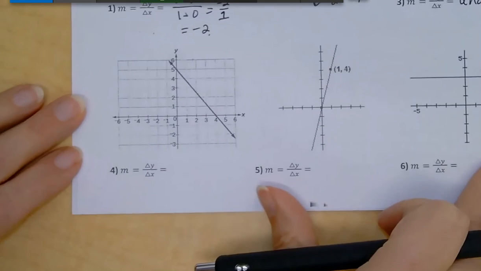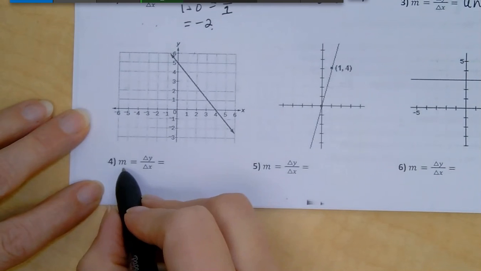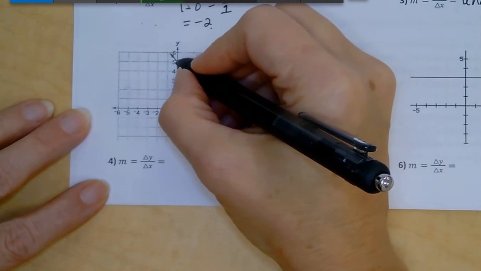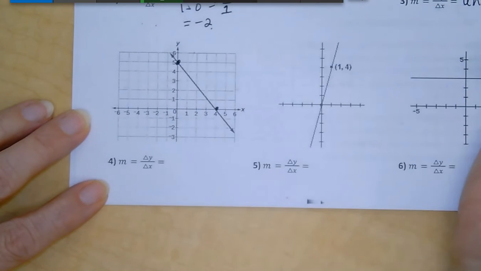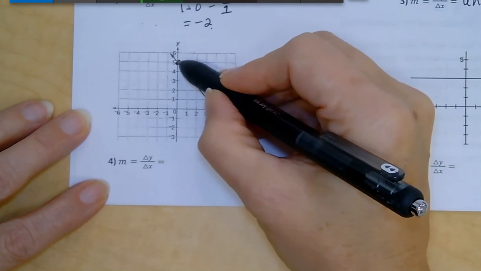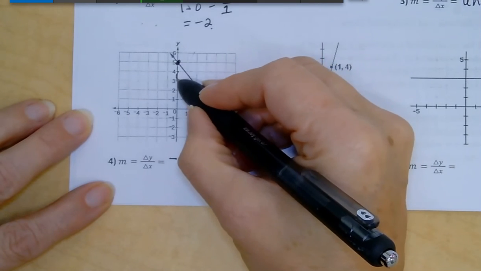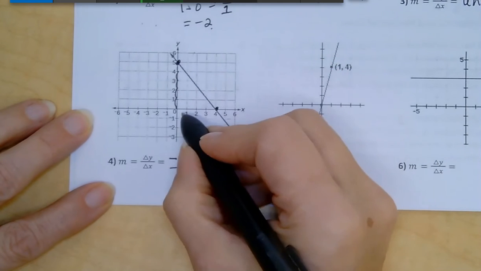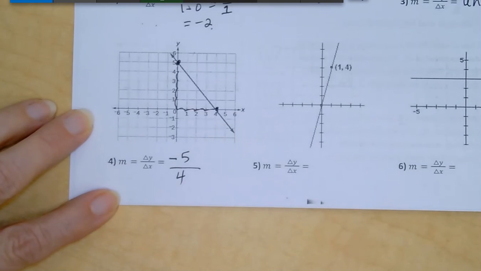Okay, looking down at number 4 here, I just want to find the slope. M is the change in y over the change in x. So I'm going to look here, and I'm just picking these 2 points. There may be other points I could use. So first of all, it's a negative slope, right? I'm going downhill, so I'm going to go down 1, 2, 3, 4, 5. I went down 5 and then over 4. That's my slope.